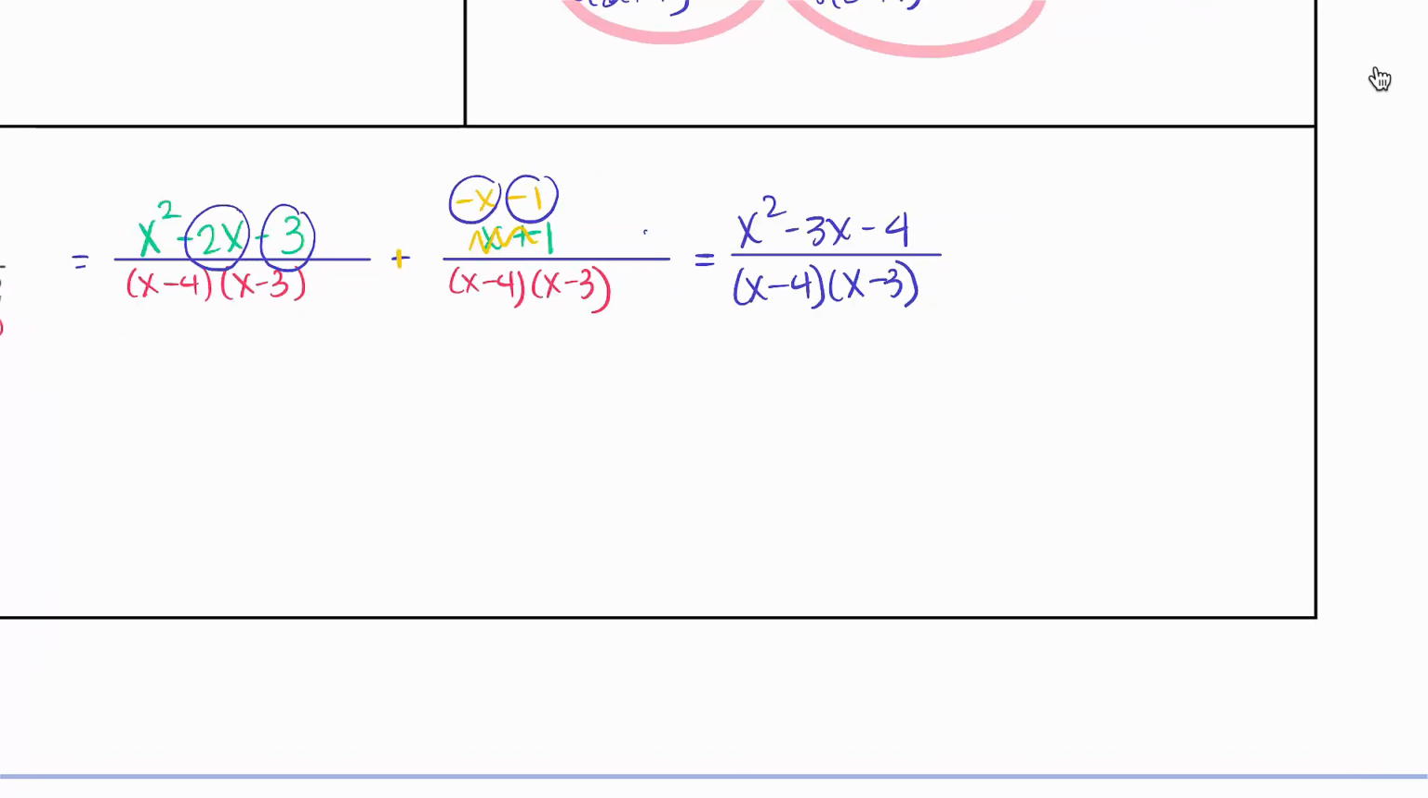Now we see if we can factor to simplify. Our numerator is going to factor to this. X minus 4, x plus 1. Two numbers that multiply to give me negative 4, add to give me negative 3. Denominator is already factored. X minus 3. So now we cancel out our common factors, and we're left with an x plus 1, x minus 3 on bottom.